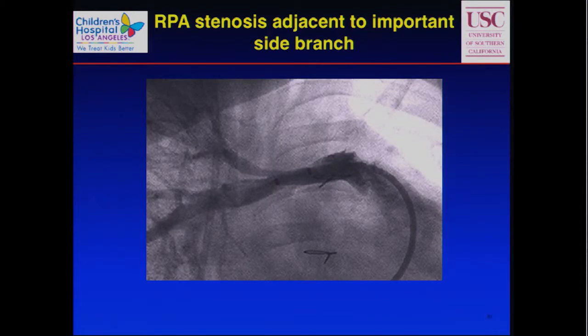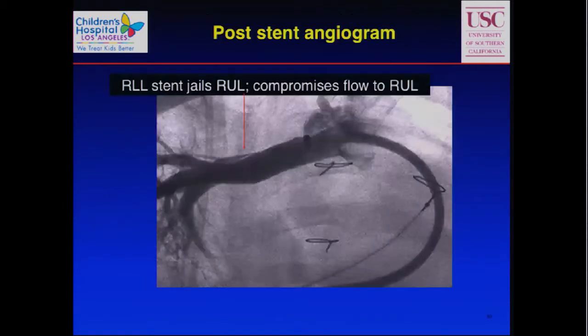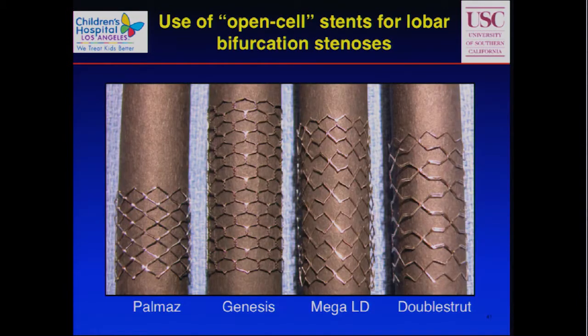Okay, this is what happens when you have a branch stenosis where the RPA has a stenosis, but it goes across the upper lobe. So here is what happens when you put a stent in. See how you can compress that? Sometimes you have no choice. But sometimes you have to think hard about how to deal with this ahead of time. This is where having the open cell stents comes in. So the Mega LD stent here has an open cell. I'll show you that you can actually inflate a balloon next to it and actually increase the size. So even though you jail a side branch, you can still go through the side and open up the side branch.